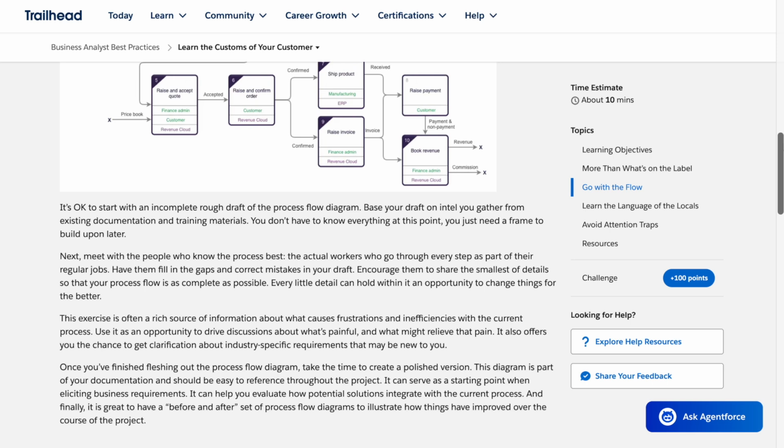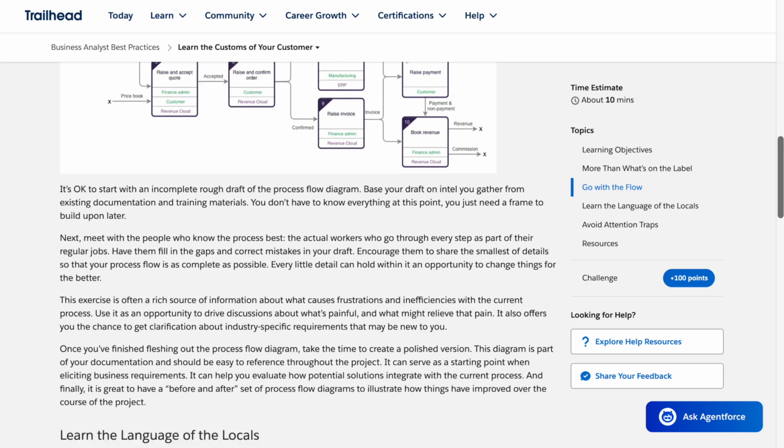Once you've finished fleshing out the process flow diagram, take the time to create a polished version. This diagram is part of your documentation and should be easy to reference throughout the project. It can serve as a starting point when eliciting business requirements. It can help you evaluate how potential solutions integrate with the current process. And finally, it is great to have a before and after set of process flow diagrams to illustrate how things have improved over the course of the project.